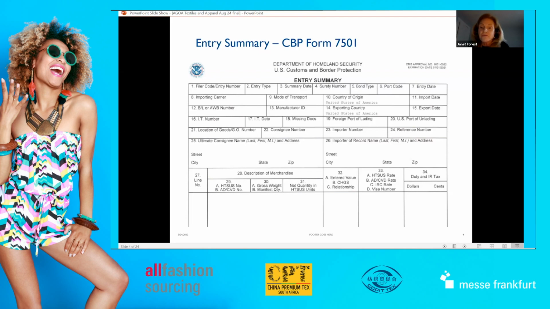The 32 column is for the entered value, and I'm going to get to that in a little bit, how that's calculated. The 33 is the HTSUS rate, which you determine by looking in the tariff schedule. And the 34 column is the sum of the duty times entered value, which will give you the duties due.